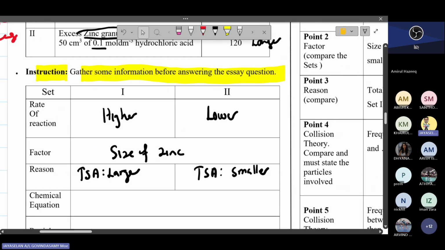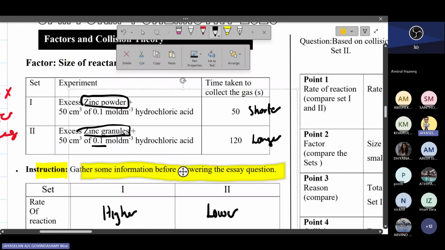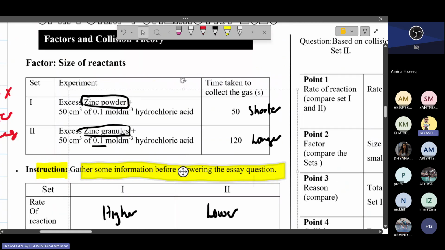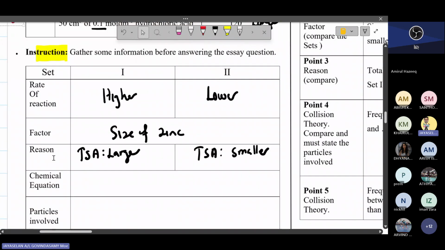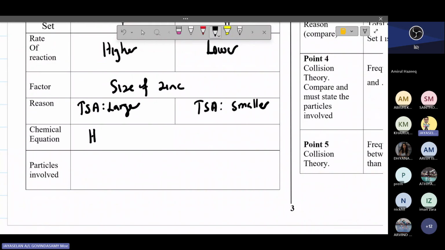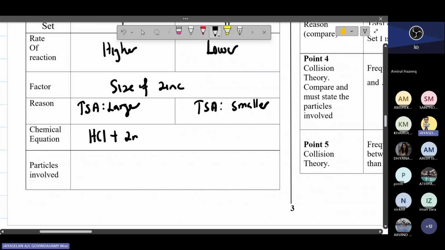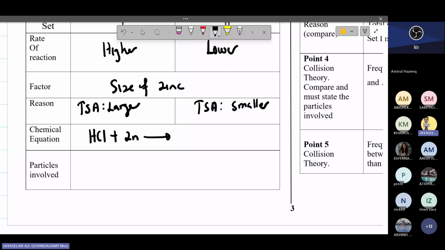Now you do the chemical equation. They use zinc and hydrochloric acid, right? You guys do the chemical equation for me. Okay, how to do the chemical equation? Hydrochloric acid reacts with zinc. You guys will get what? Acid plus metal, you will get hydrogen gas.